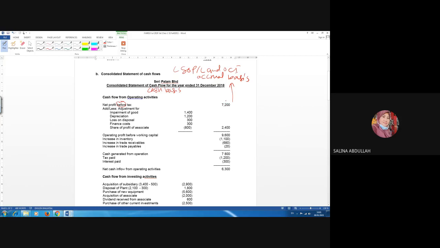Because in SOPL, in order to calculate this net profit, you already deduct the item which is considered as non-cash. Items that are considered as non-cash in this answer, you can see here, we have impairment, depreciation, or amortization if it is intangible, and then loss on disposal. So this is considered as non-cash item.